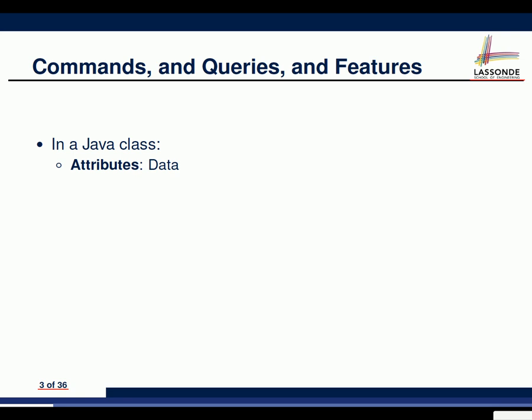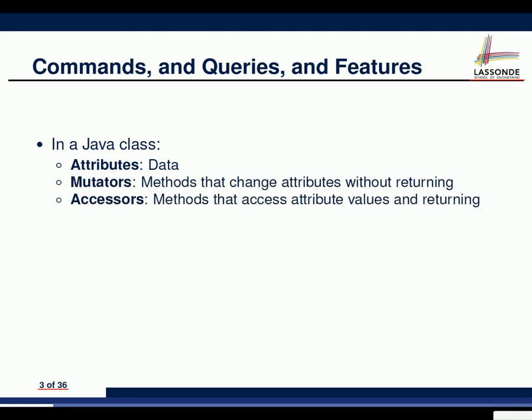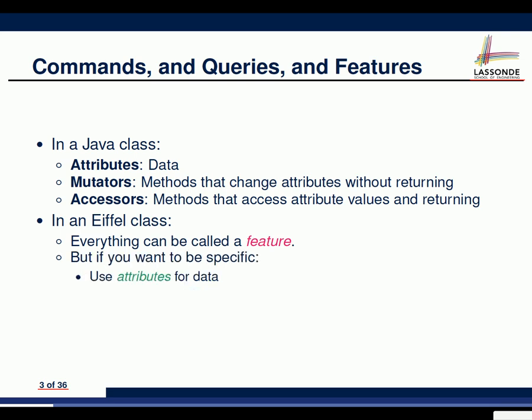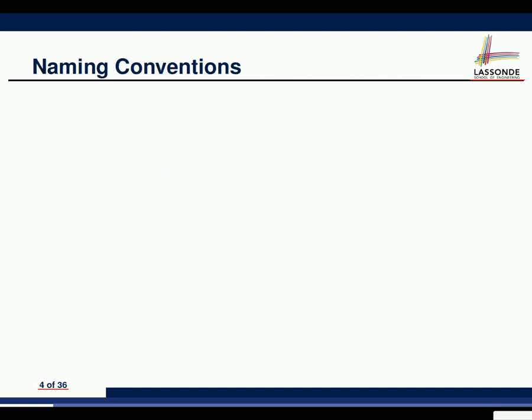And now, this is just about terminology. In Java, we talk about attributes, mutators, and accessors. But for the rest of the course, I'm still going to talk about attributes, but everything is a feature. Feature is the most general term in Eiffel. You just say feature. And for mutators, I might just say commands, and for accessors, I'll say queries. Okay? Just try to get used to it.